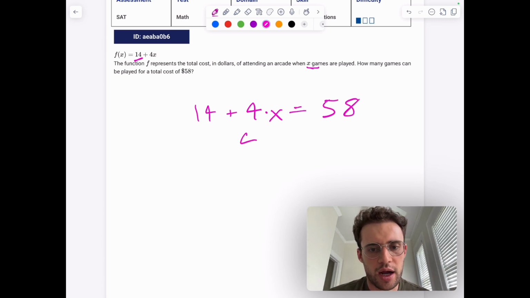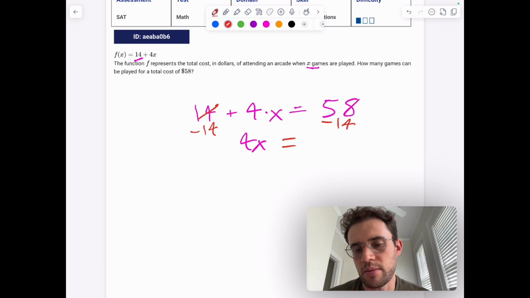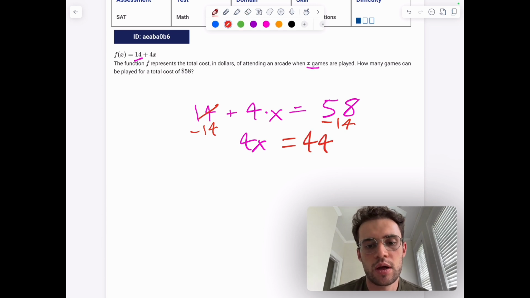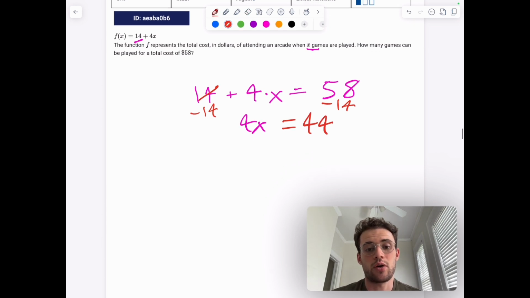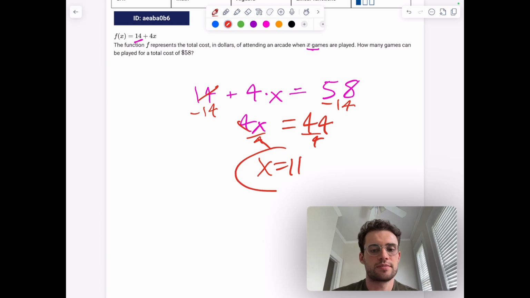So 4x, we can subtract 14 from both sides to get the 4x alone, and that would give us that 4x is equal to 58 minus 14, which would be 44. And then what do you have to multiply 4 by to get 44? X would have to be 11. You can also think of it as dividing both sides by 4 to get that 4x to be 1x, and then 44 divided by 4 is 11.